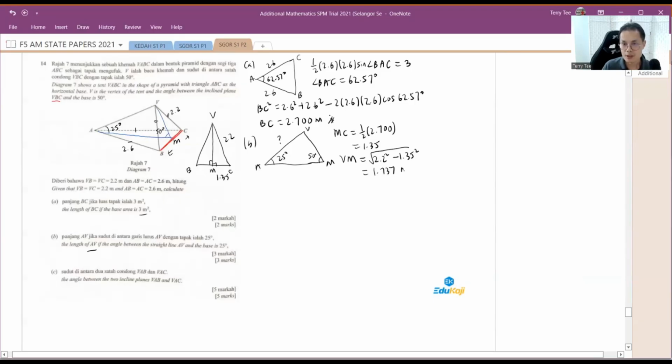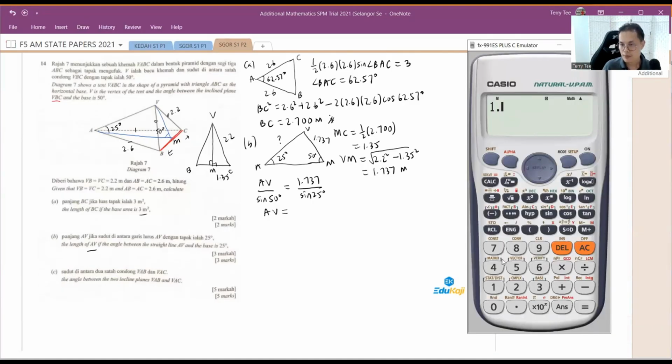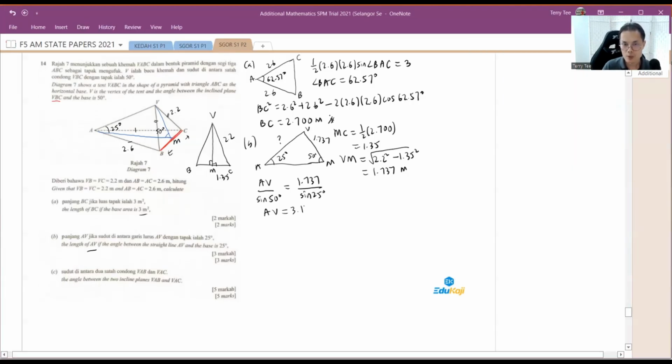1.737. Now, why is this important? Because I need 1.737 to find AV. I already know these two angles, so I just need to use the sine rule to find AV. So AV divided by sine 50 equals 1.737 divided by sine 25. Use your calculator: 1.737 divided by sine 25, and whatever I get, I times with sine 50. There you go, 3.149. AV is 3.149.